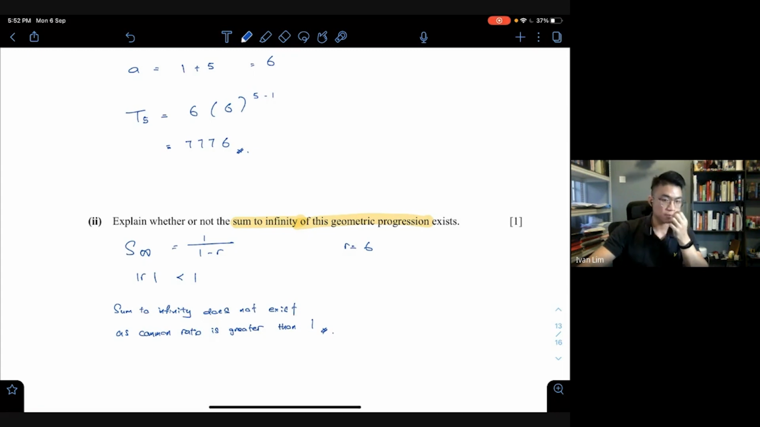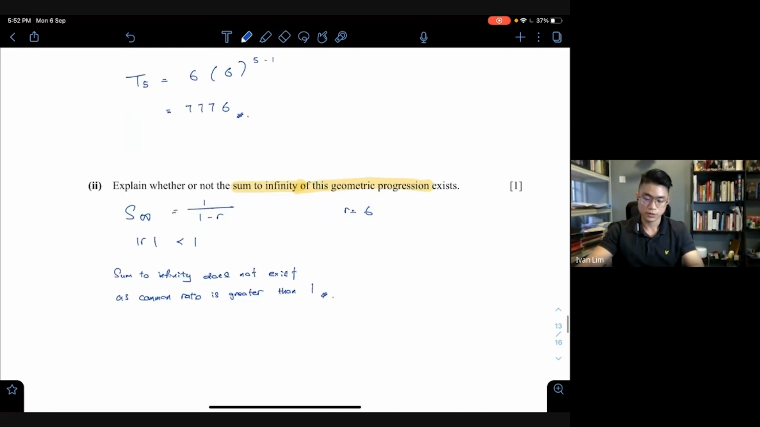Okay, got it, this one? So you all just look back into the formula. It actually says S infinity equals a over 1 minus R, where your modulus R, whether it's positive or negative, must be less than 1. That's the condition. Okay, let's move on to the last one.